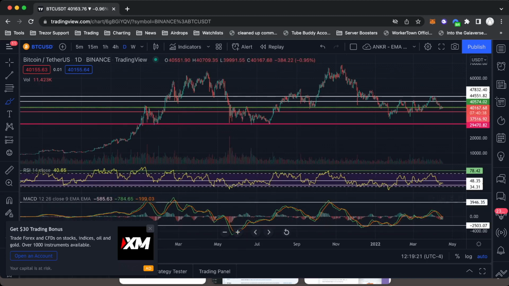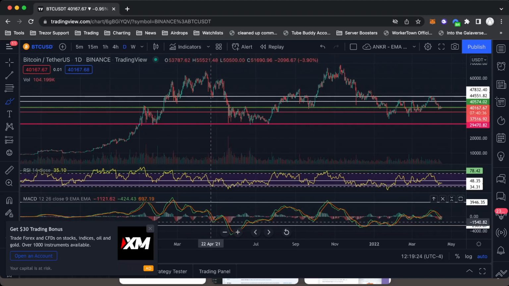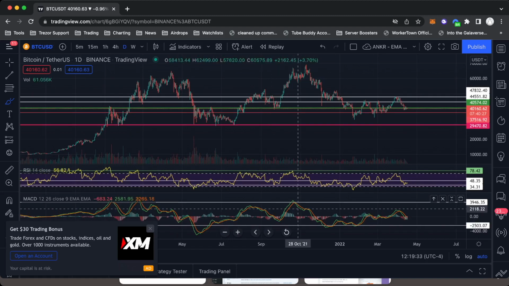Same thing with the bottom part of the white line. It bounced off right here. It went past it, came back up, bounced off right here, almost bounced off, came back down here, bounced off. So it keeps bouncing off this white line.